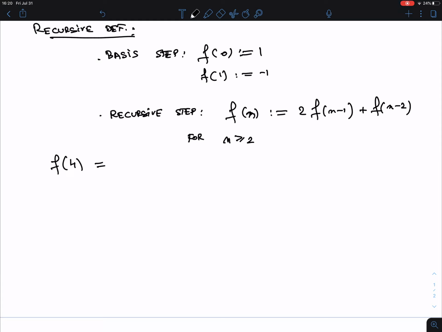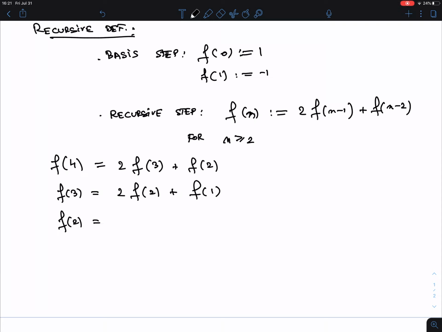F4. Well, the first thing is to understand what the formula says. F4 says you need to calculate F4 using 4 minus 1 and 4 minus 2. So this would be 2 times F3 plus F2. But we don't know either one, so we have to calculate both of them. F3 is 2 times the previous one plus the one before that. F1 I have, but I don't have F2, so let's calculate F2 first, and then we can start plugging back in.